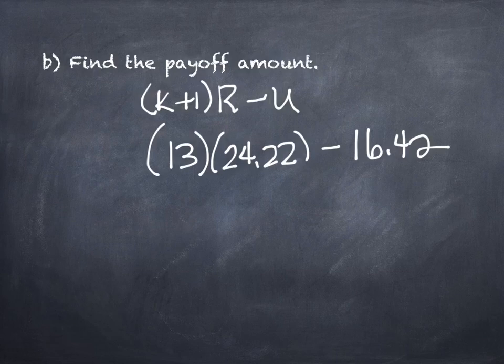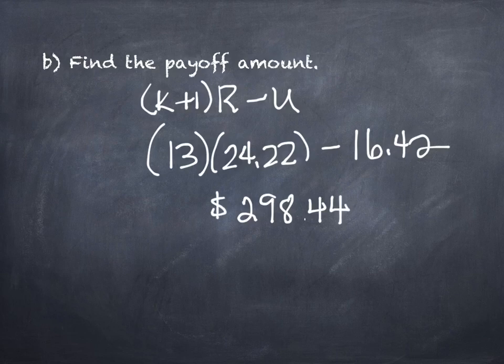Do you have it, Carrie? 289.44? Is that what you have written? I have 298. 298.44. Yep, okay. So we send that payment in if the bank is using the rule of 78, and then we would pay off the loan.